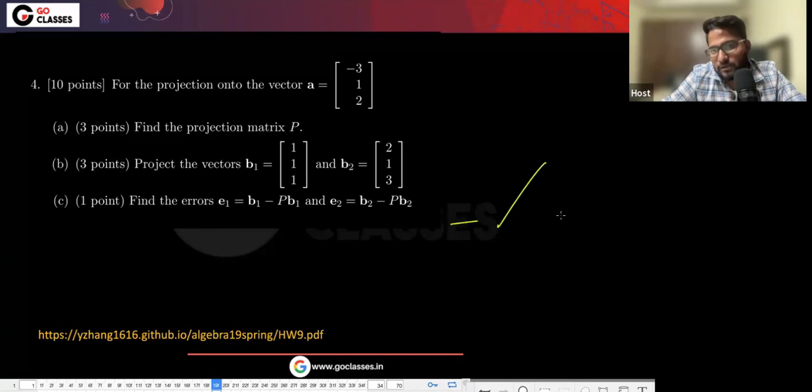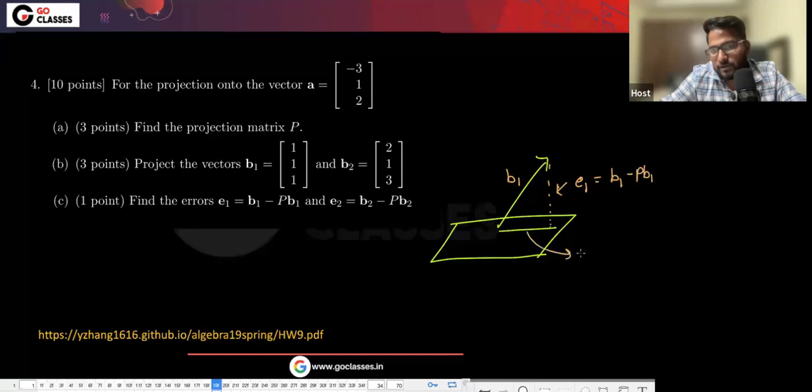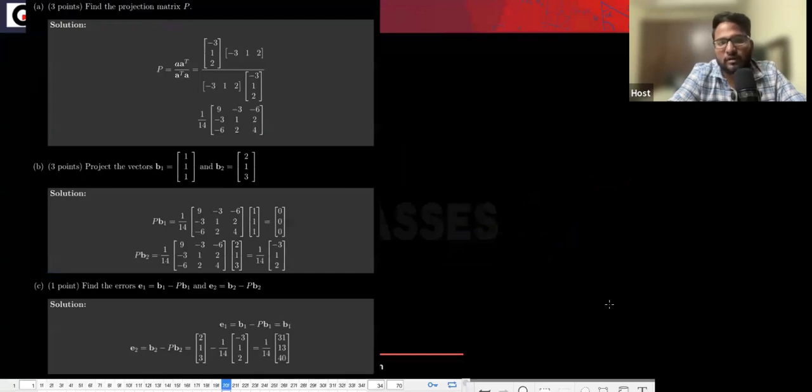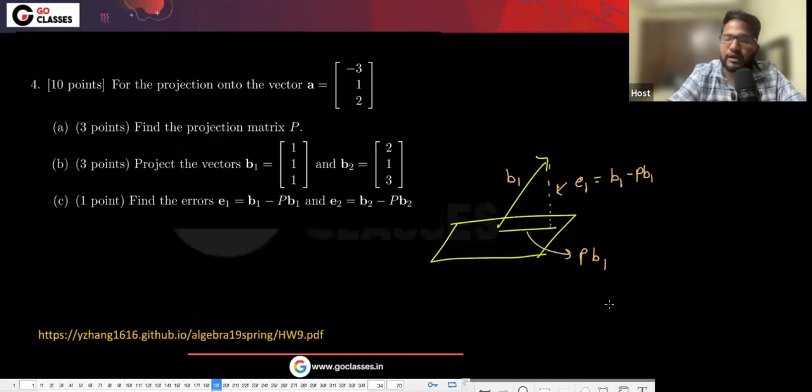Which means if this is the space on which you are projecting, then this thing is actually called the error also. Okay. Let's suppose it is B1. This is PB1, right? Understood? So these three things you can find out. The answer is on the next page. Okay. You can take this as homework and then you can do it.